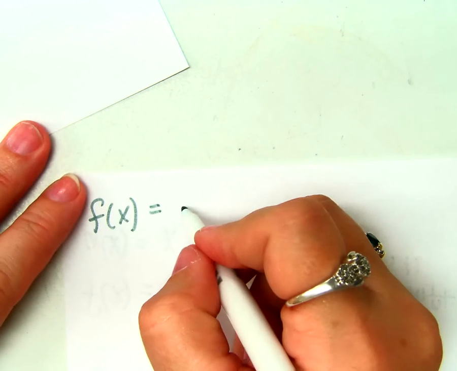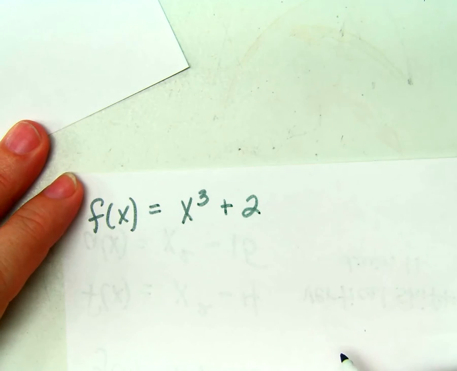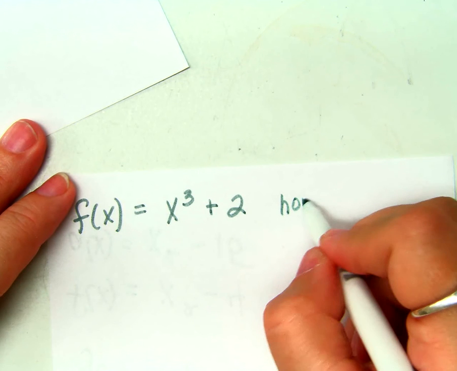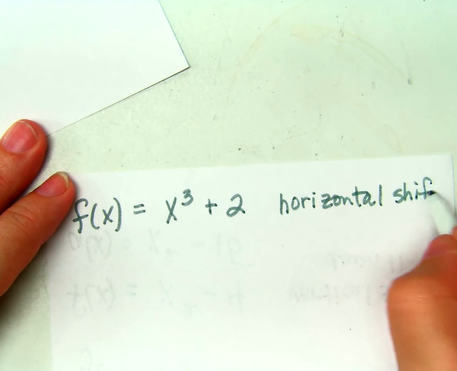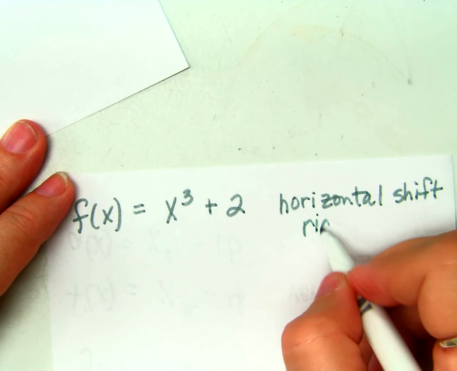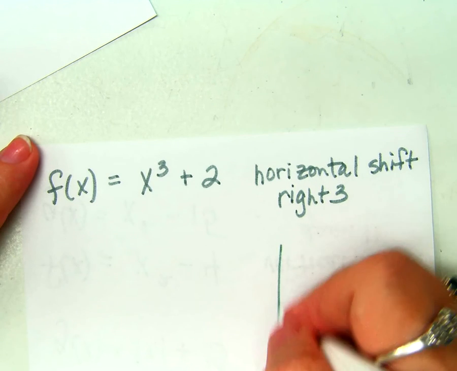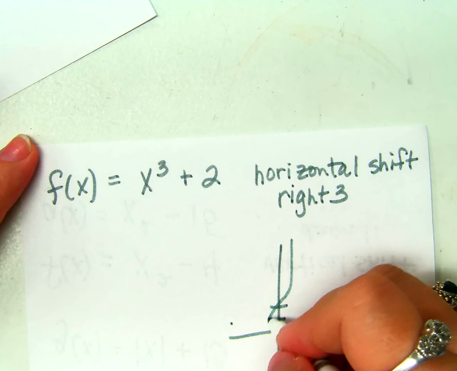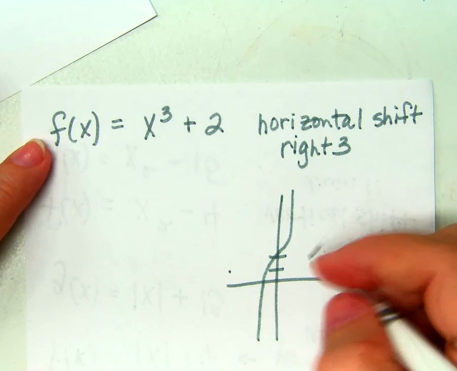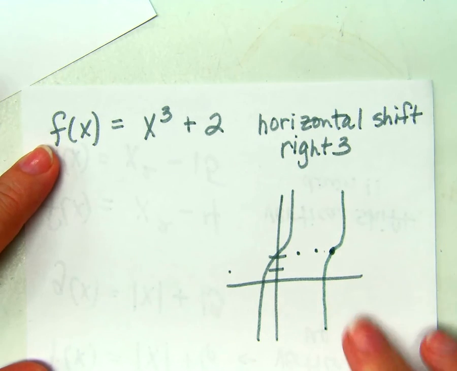So what if f of x is x cubed plus 2, and I want this to have a horizontal shift right 3. So it already looks like that, right? And I want to move it right 3. So what's that equation?